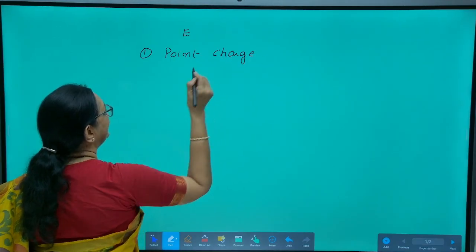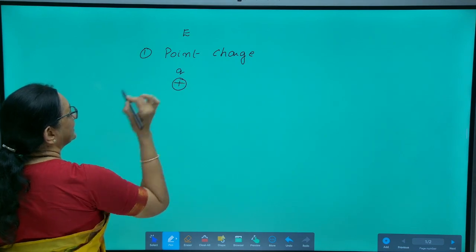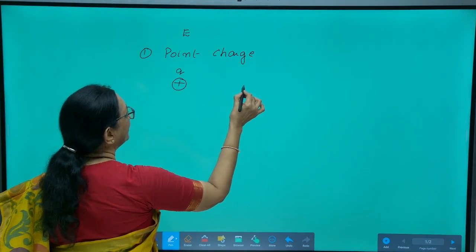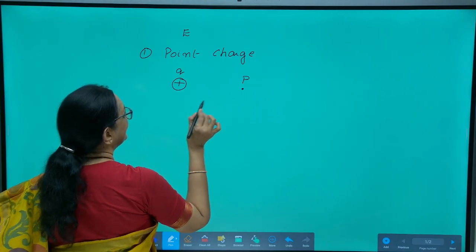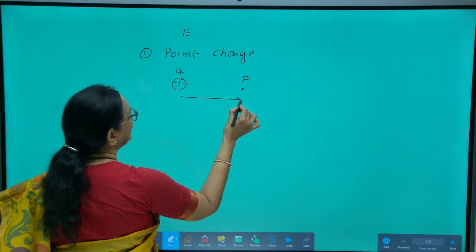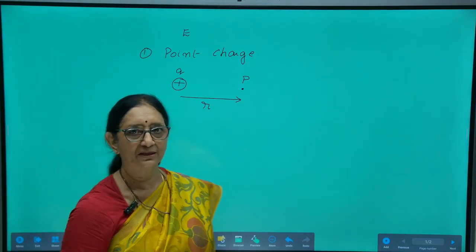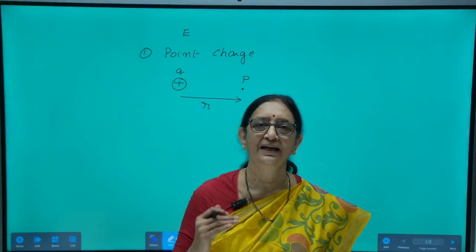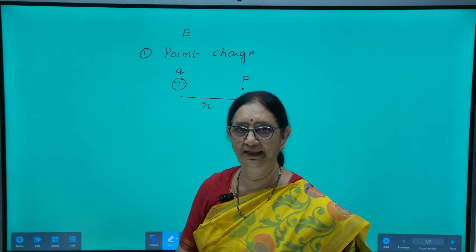Let us consider a point charge plus q at this point, and due to this point charge we want to find out electric field intensity at this point P. Let the distance of the point P from the charge be r. So, we want to find out electric field intensity at the point P due to the charge q here.